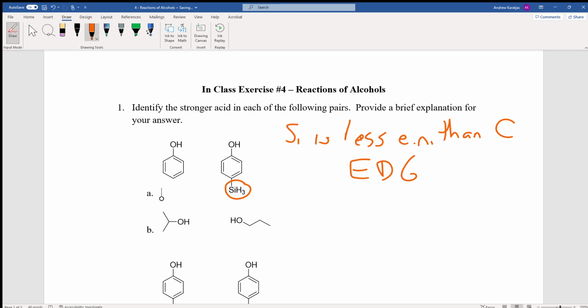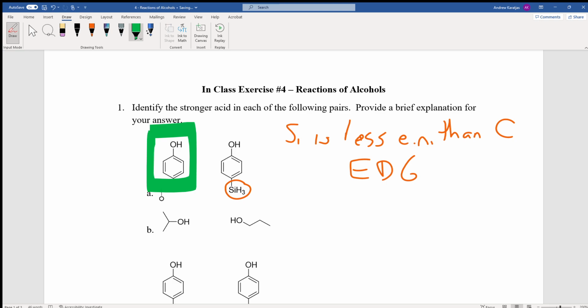electron donating groups in general destabilize conjugate bases. By destabilizing the conjugate base, we make the conjugate base stronger. If the conjugate base is stronger, then the corresponding acid is weaker. So by adding the electron donating group, phenol here becomes a stronger acid because it doesn't have the electron donating silicon group.